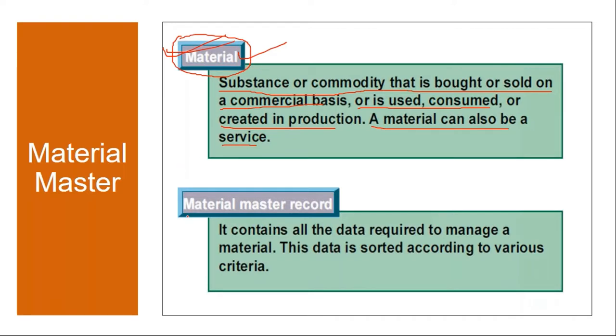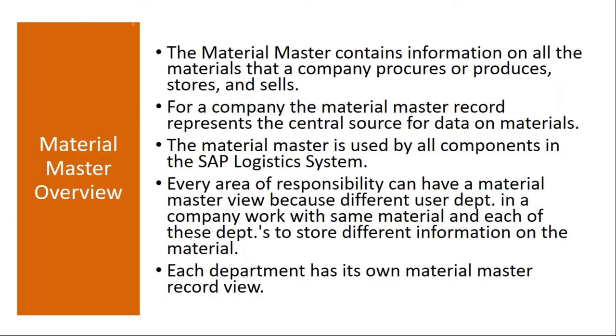Now what is material master record? It contains all the data required to manage a material. So in the material master record, you store the information about that particular material. What is a material description? What is a material UOM? If that material is a purchased material, then what is the purchasing time? If that material is a produced material, in-house production material, then what is the time required to manufacture that material? All that information about that particular material is maintained in the material master. This data is sorted according to various criteria. I will show how the data is sorted in the system. So this is what we are trying to discuss.